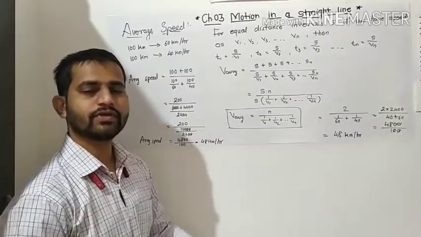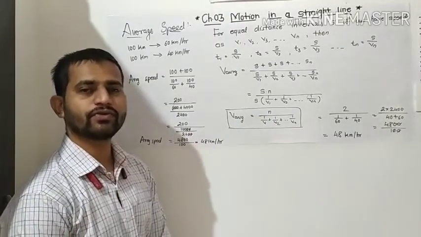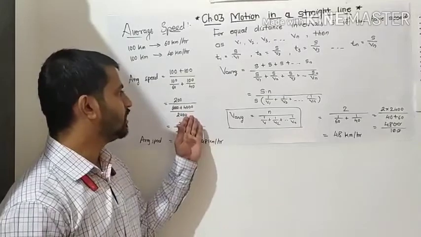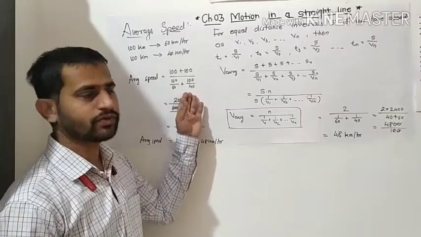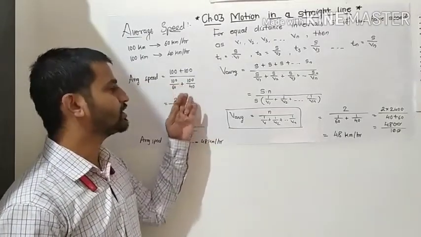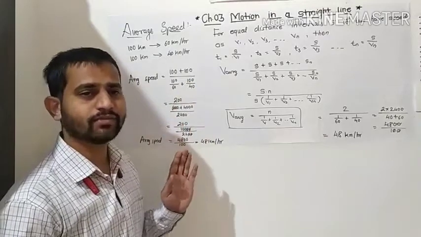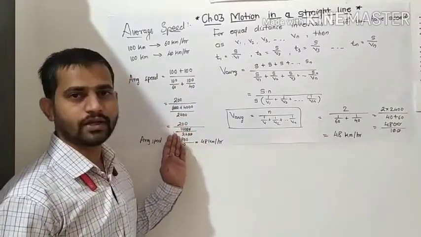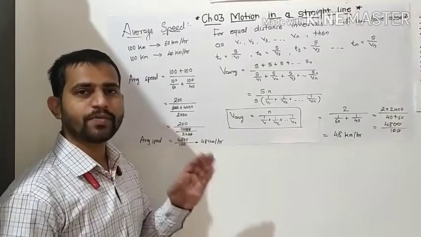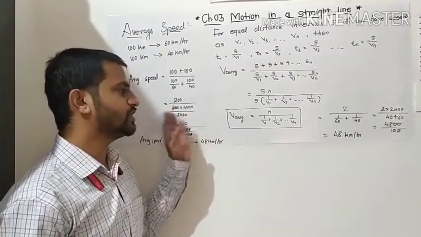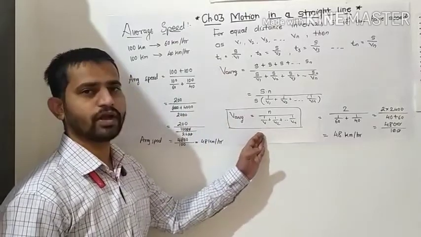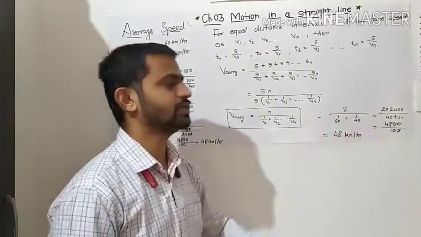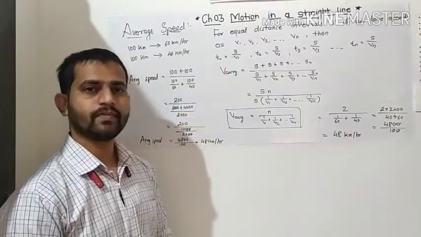Okay, so this is one very simple formula. You don't have to go for such large values here. Otherwise you have to consider 100 upon 60, 100 upon 40, then take its LCM, and make operations on such big numbers. So instead of that, you can use this formula and solve this equation by using it.